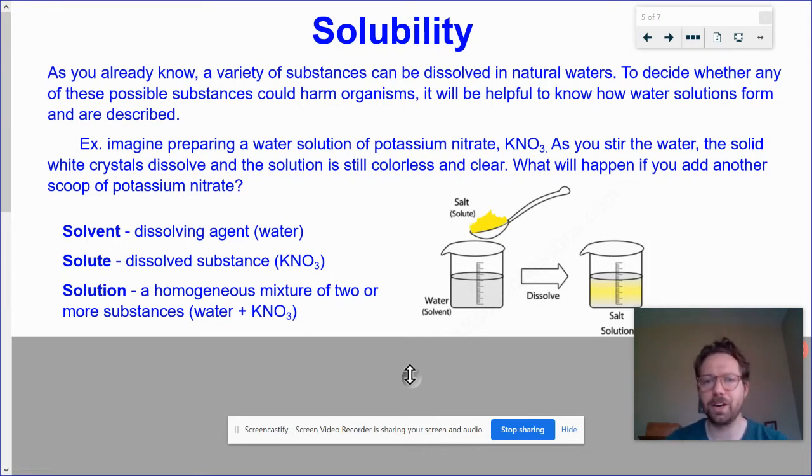I put a picture there off to the right. Again, the thing that dissolves is the solute. The thing that dissolves the solute is the solvent, right? In this case, water. And together, those two, once they're dissolved, make a solution.